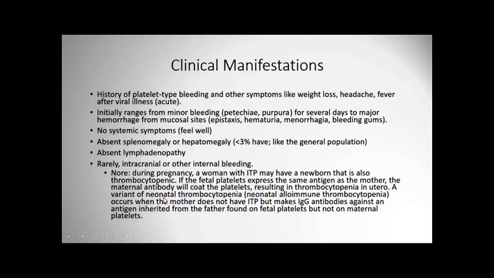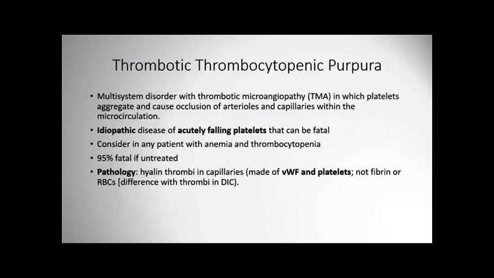Now, in some cases, the mother doesn't have ITP, but makes antibodies against antigens that are expressed in the fetal platelets that come from the paternal side. So whether the mother or the father has ITP, and the fetal platelets have this antigen, there will be an attack against the platelets of the fetus, and it is possible that the baby is born with thrombocytopenia.